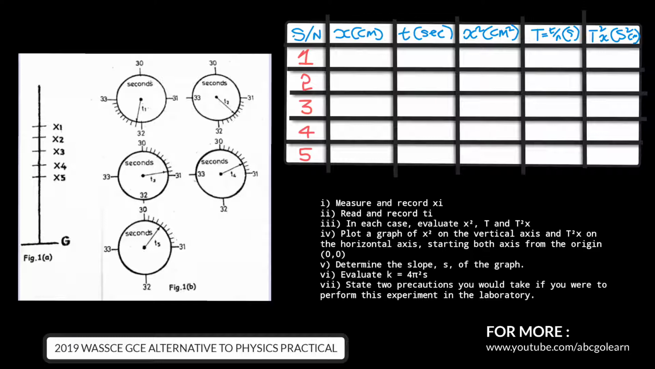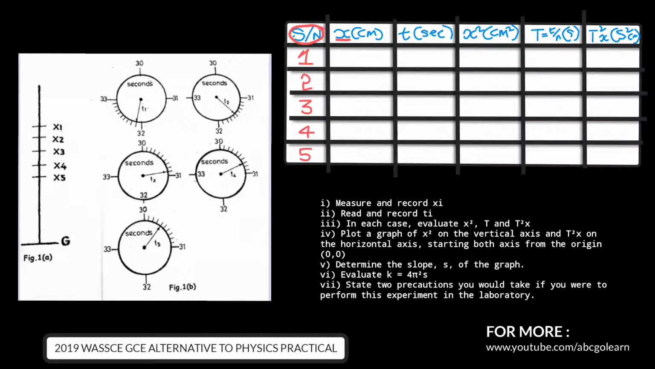Before I can talk about this, we need to draw a table. I've drawn a table here, and I've written S stroke N, where I would talk about the numbers of the values. And then you can see x here. That's the x we are asked to find now.